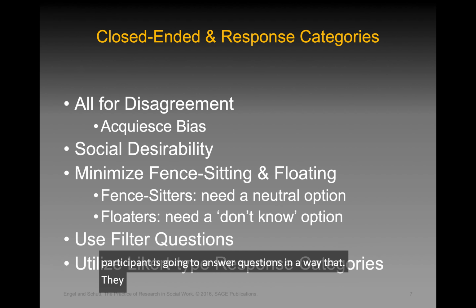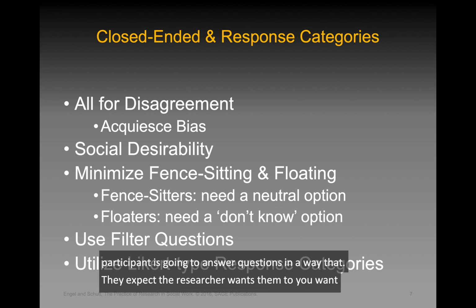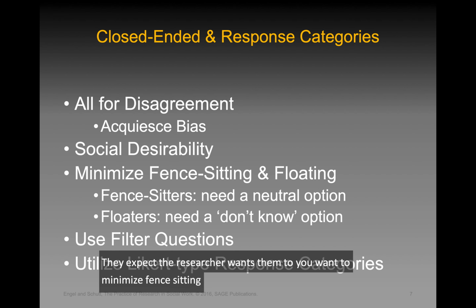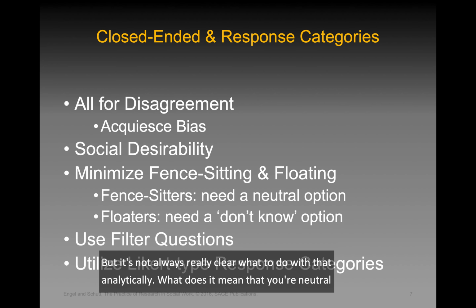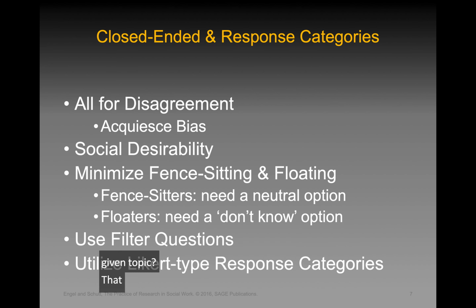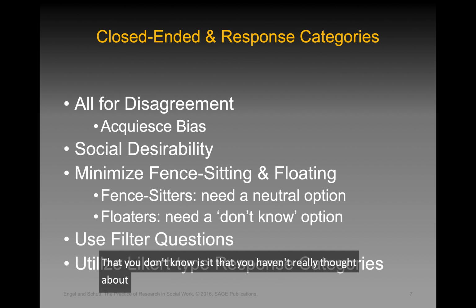You want to minimize fence sitting. So often with a neutral option, so a 1, 2, 3, 4, and 5, if people really feel in the middle, they're going to answer 3. But it's not always really clear what to do with that analytically. What does it mean that you're neutral on a given topic? Is it that you don't know? Is it that you haven't really thought about it? Is it that you do actually agree or disagree and you are unwilling to share that kind of option?